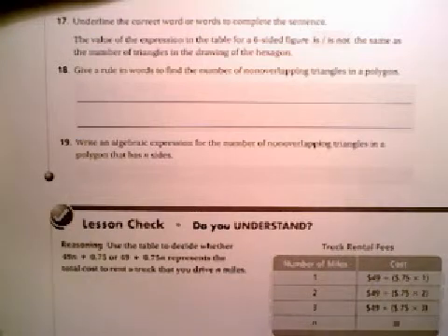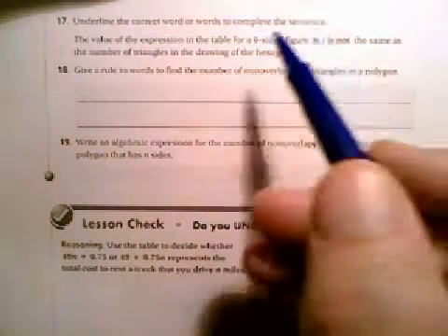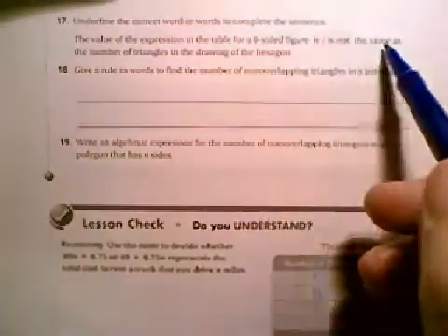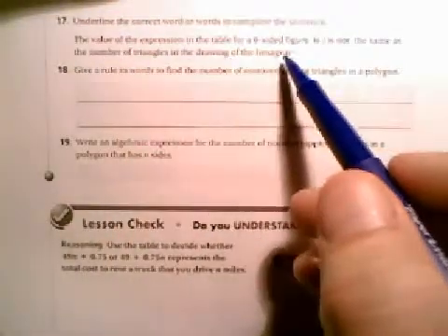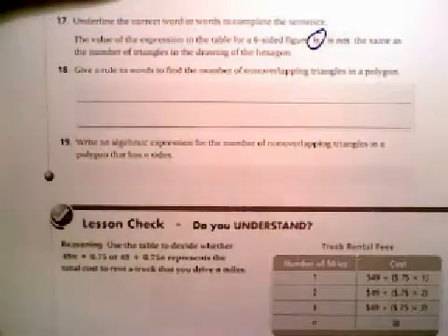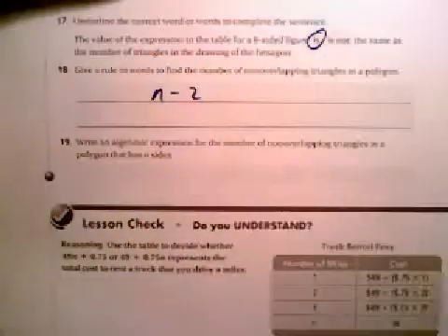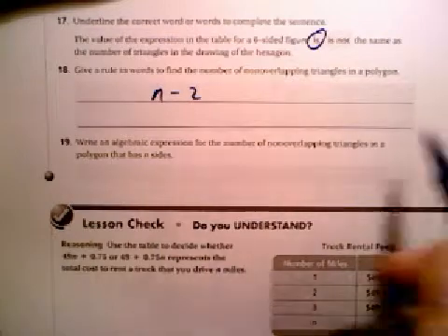Okay, underline the correct word or words to complete the sentence. The value of the expression in the table for a 6-sided figure is not the same as the number of triangles in the drawing of the hexagon. Is the same. Okay, give a rule to find the number of overlapping triangles in a polygon. We already talked about that. That's n minus 2. An algebraic expression.